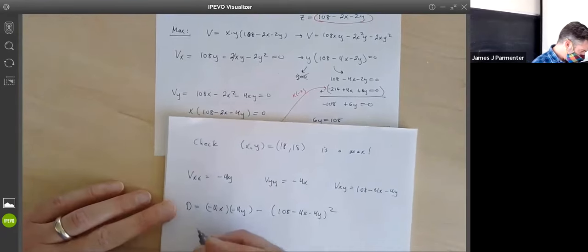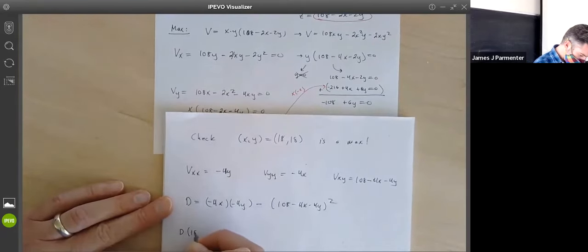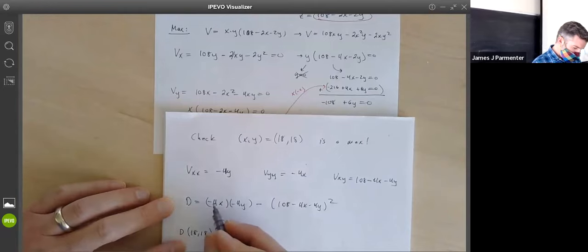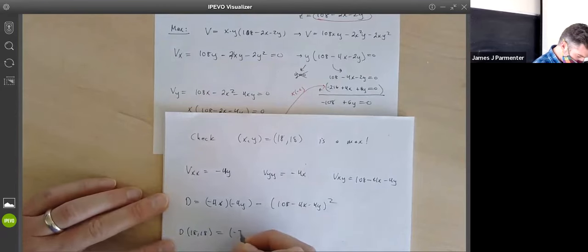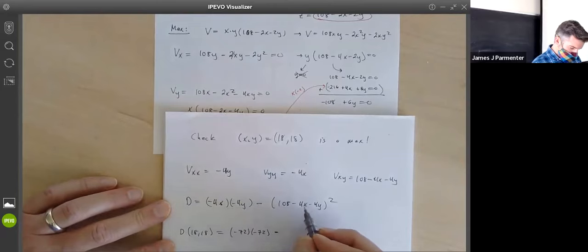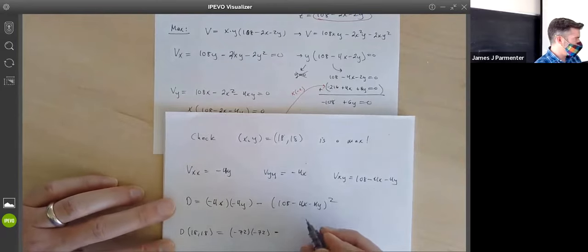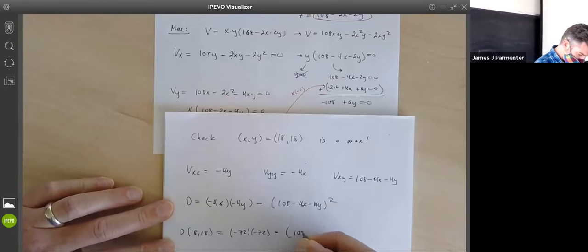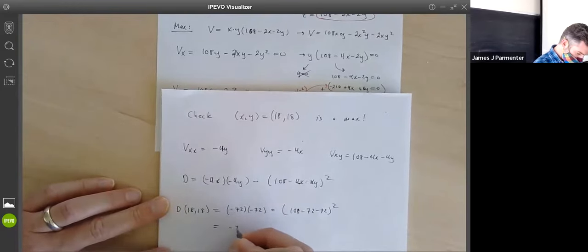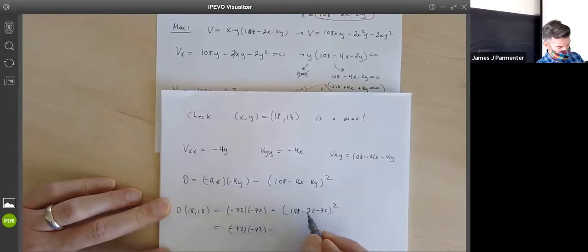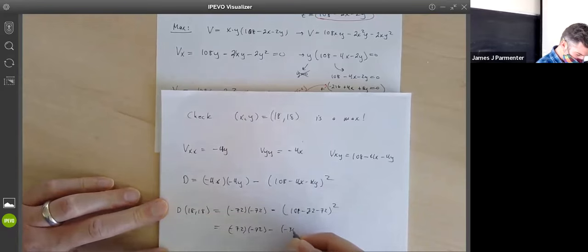All right, let's plug in 18 for both x and y. So negative 4 times 18, let's see, 2 times 18 is 36, times another 2 is 72. So it's going to be a negative 72 times a negative 72 minus, 4 times 18 was 72. So I have 108 minus 72 minus 72 squared. So here I have negative 72 times negative 72, minus 108 minus 72 is 36, minus 72 is negative 36.